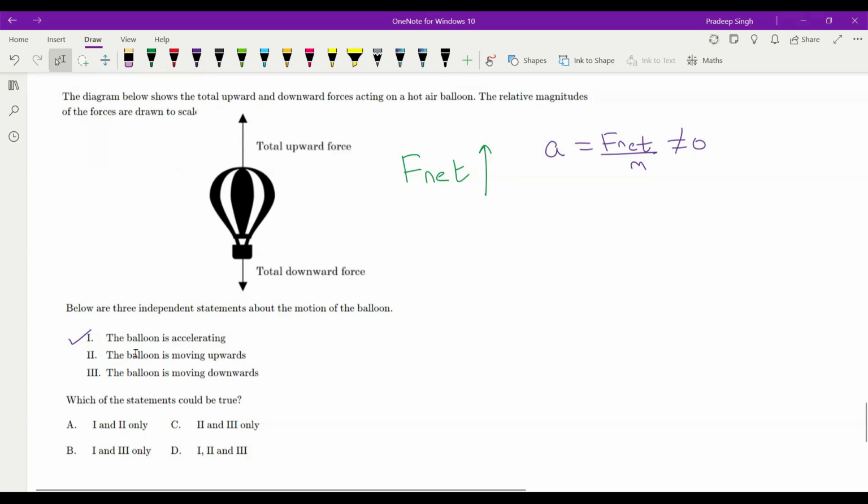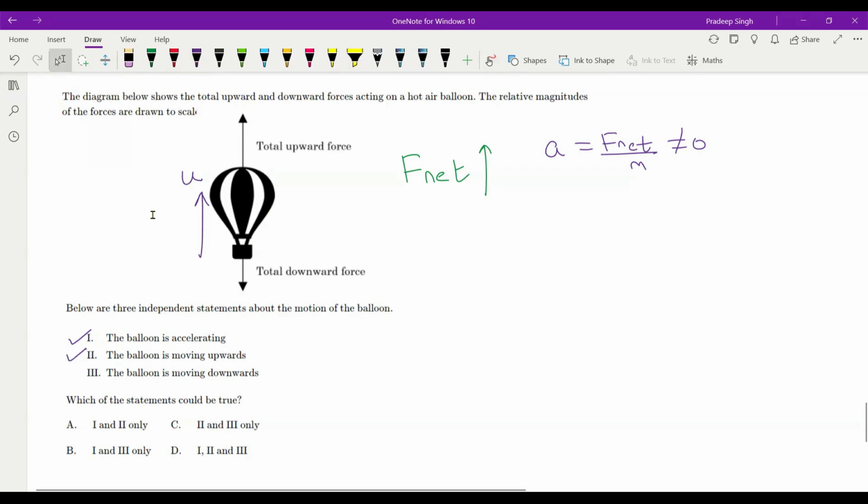Let's look at statement 2 first. The balloon is moving upwards. Is it possible? So if I draw an arrow going in the upward direction, that's the speed u. Net force is upwards. It is going to accelerate upwards. Definitely this is possible. So statement 2 is correct.